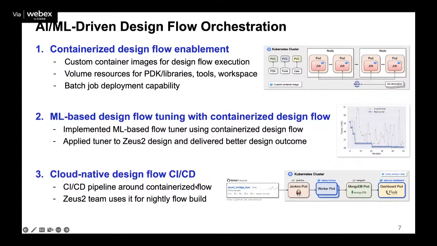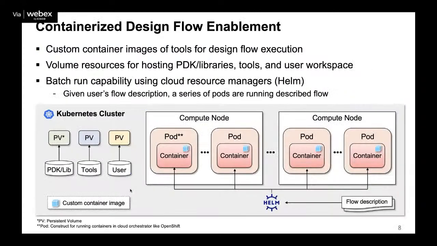And then finally, we enabled a CI/CD, continuous integration and continuous development, pipeline around the containerized automatic parameter tuning work, which is the number two item for IC design flow. And we demonstrated how the IBM internal design team is using it for the nightly flow build process and flow development. So those are the three high-level major items that we have been working on in the past.